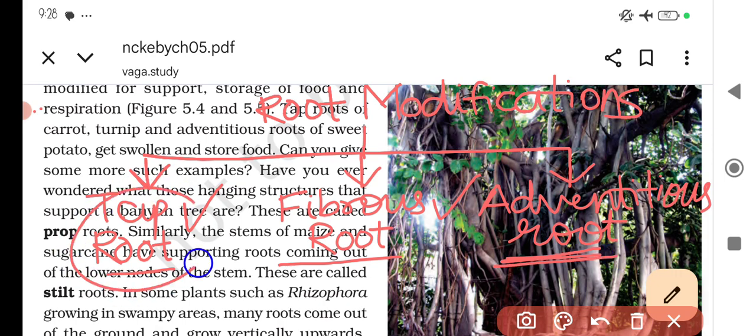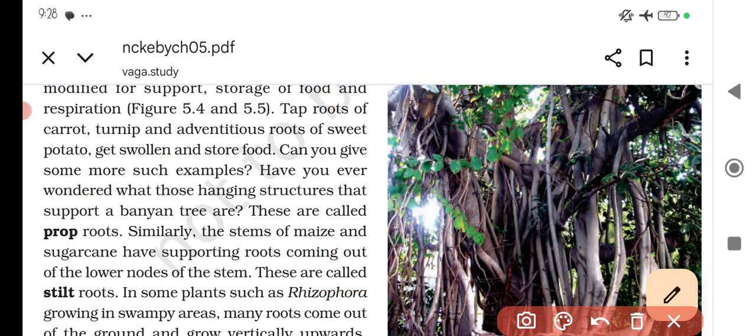Here, taproot and fibrous root, they get modified to store food. So that is the reason these roots are also known as storage roots or tuberous roots. But adventitious roots do not get modified to store food, but they get modified to provide extra support to the plant. I hope this point is clear. Moving on, we will now see the adventitious root modifications.